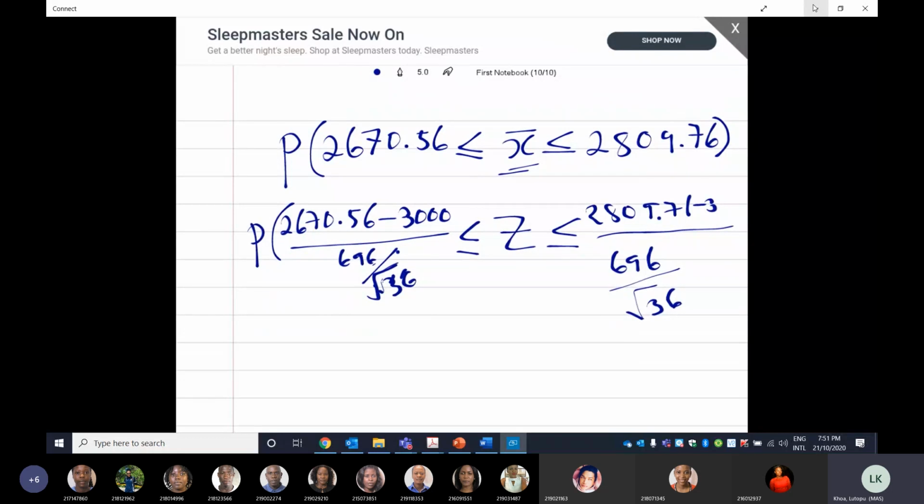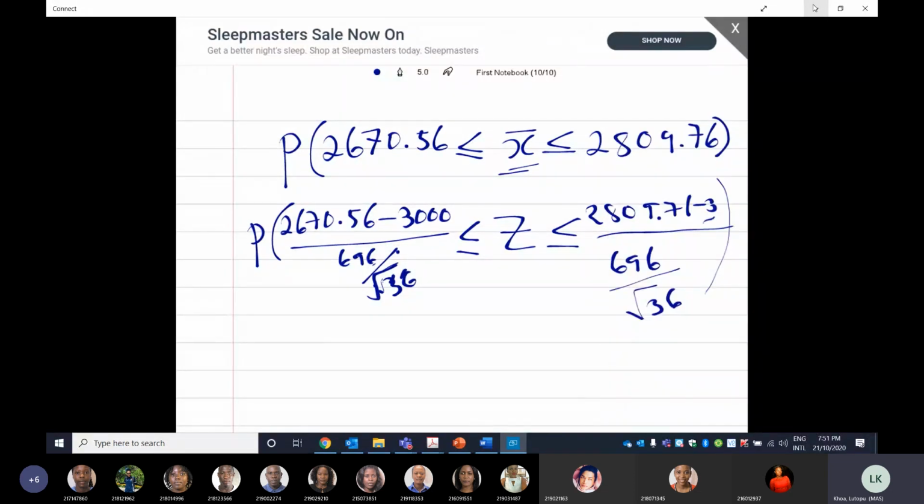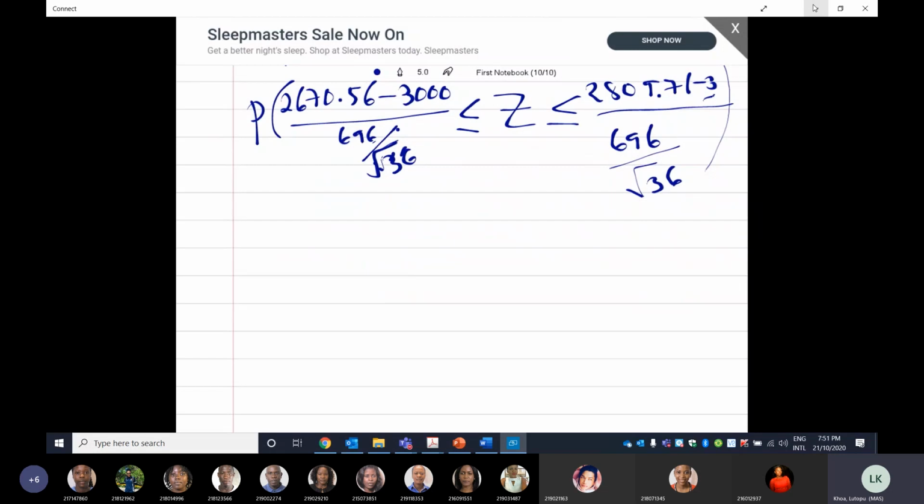Okay, so can you standardize this? You should also close your bracket. And remember, this is a 3000, not just a 3. So when we standardize the one on the left, can you tell me what you get?